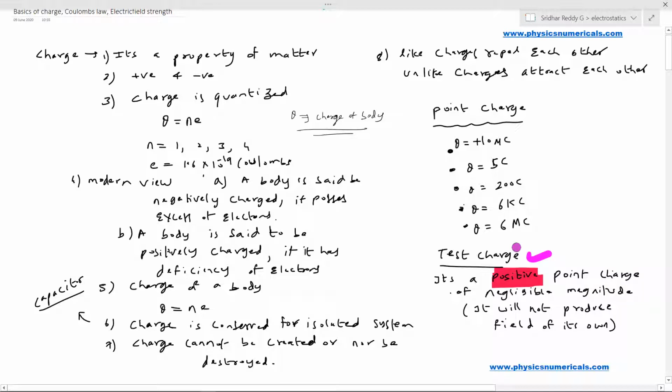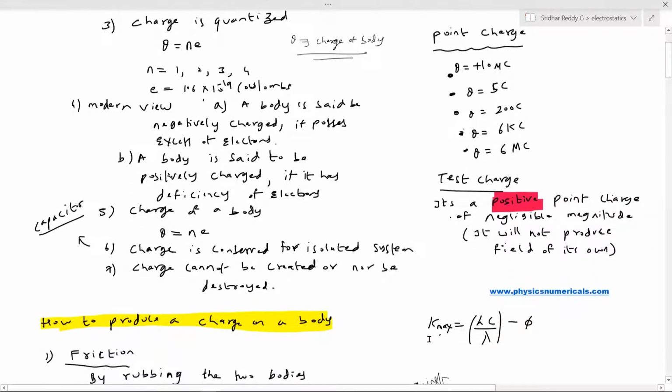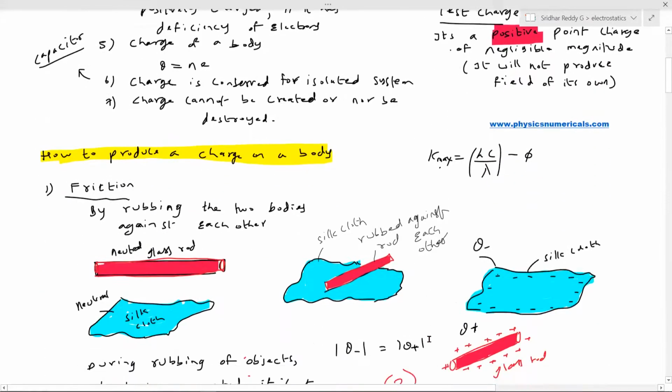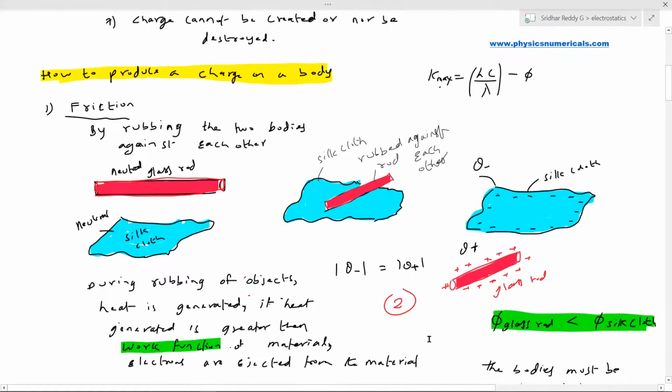Okay, next, how to produce charge on your body? What should be the mechanism? Is there any mechanism to produce a charged body? The first mechanism is friction. What do you mean by friction? By rubbing two bodies against each other. So how can we generate a charge on a body by rubbing each other? Yes, it is possible. Now let's begin with this.